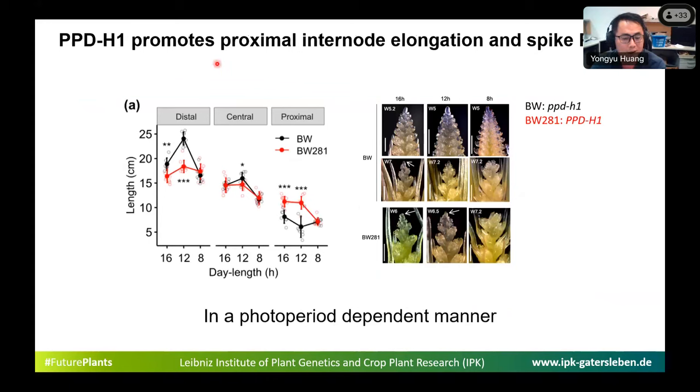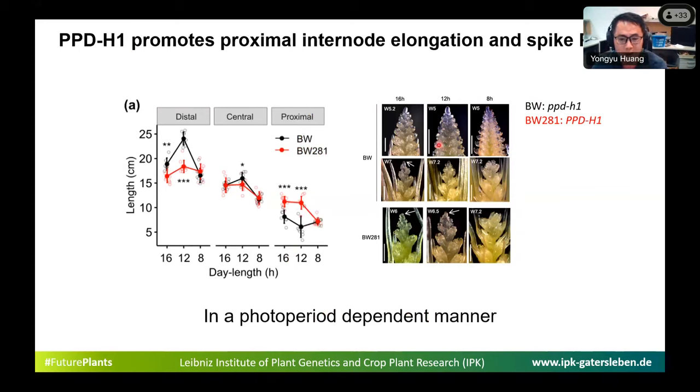And next, we of course found that PBD1 is also involved in spike PBD, and it promotes proximal internode length in a photoperiod-dependent manner. As we can see in this near-isogenic line BW281, it has a longer proximal internode length compared to Bowman under long day conditions, but this effect disappears when we move to shorter day conditions.